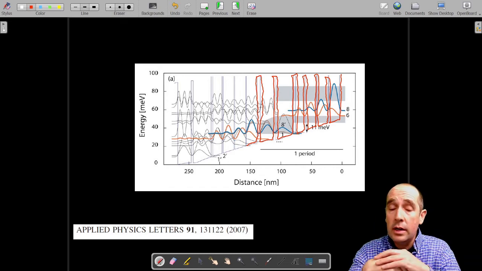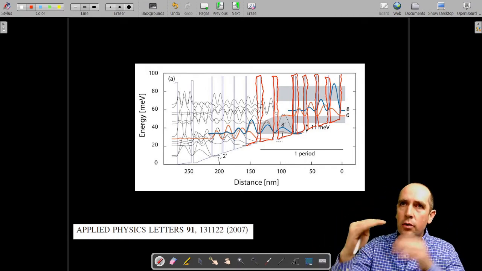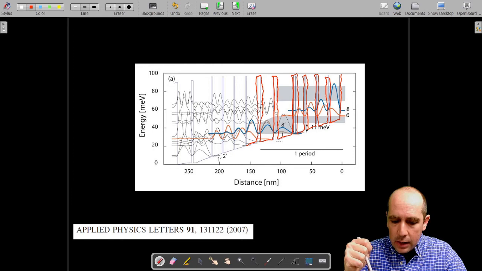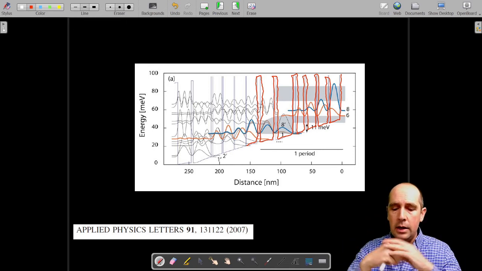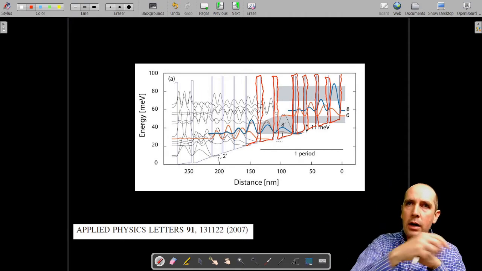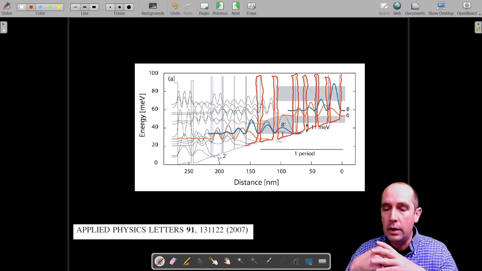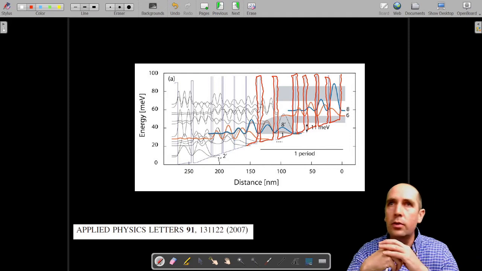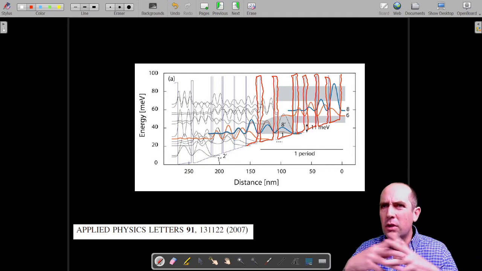And this structure was engineered in such a way that when you apply a bias, and that's why the wells look a little bit tilted, the levels would align in such a way that it would produce a cascade of optical transitions. So an electron that passes through this complicated structure produces many photons. So that's what is called a quantum cascade laser.